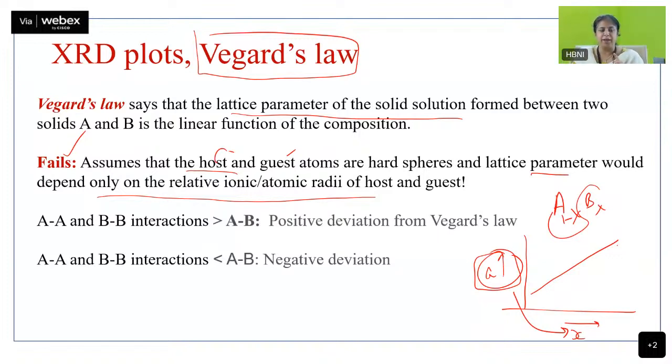But it doesn't happen, right? There are many more interactions happening. In general, if the interaction between AA and BB is greater than what it is between AB, they will not like it, and the lattice parameter will be more than what you are expecting. That is, you will get a positive deviation. If your AB interactions are much stronger than what was between the reactant atoms, they will like it, the lattice would be compressed, compacted, and you will observe a negative deviation.